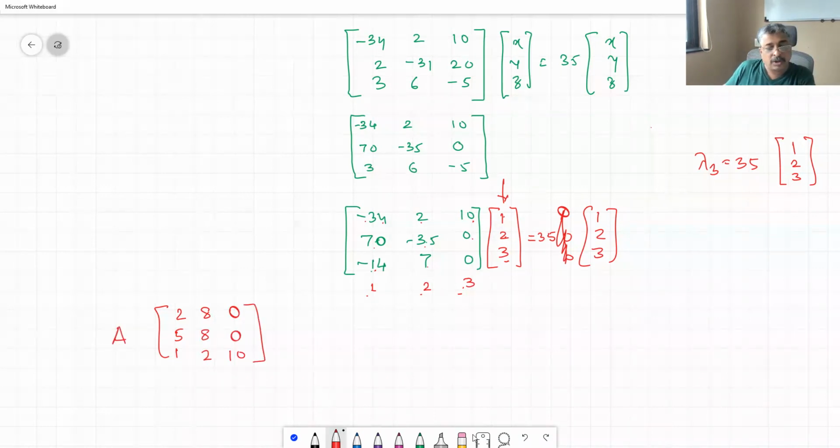Sorry, not 10. So I am taking wrong entries. 2, 8, 0, 5, 5, 0, and 1, 2, 7. Suppose this matrix A. Now using the earlier tricks and some extra knowledge that you have, find all the 3 lambda values and their corresponding vectors. So my notation is find eigenvalues and eigenvectors of this.